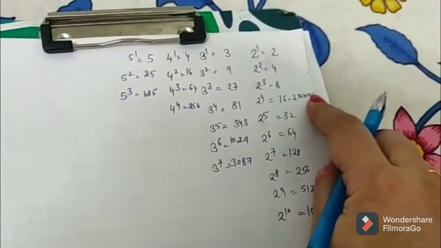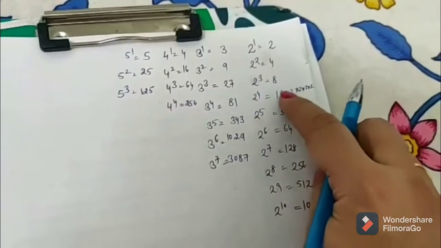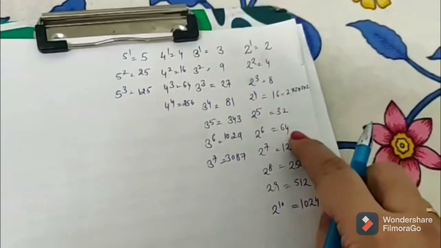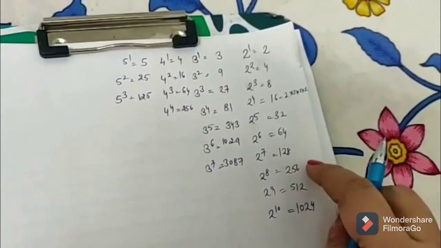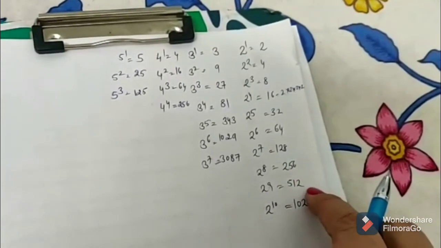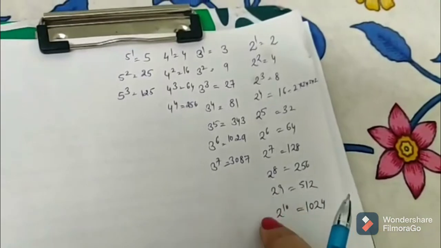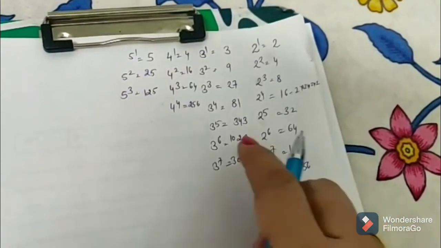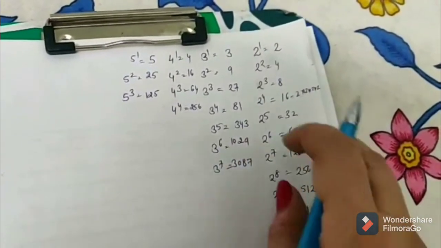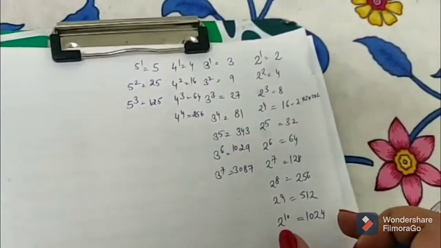Then the series goes like 2 raised to power 5, 16 2s are 32, 32 2s are 64, 64 2s are 128, 128 2s are 256, 256 2s are 512, 512 into 2 is 1024. So 2 raised to power 10 is equal to 1024, 2 raised to power 7 is equal to 128. This series you must learn.